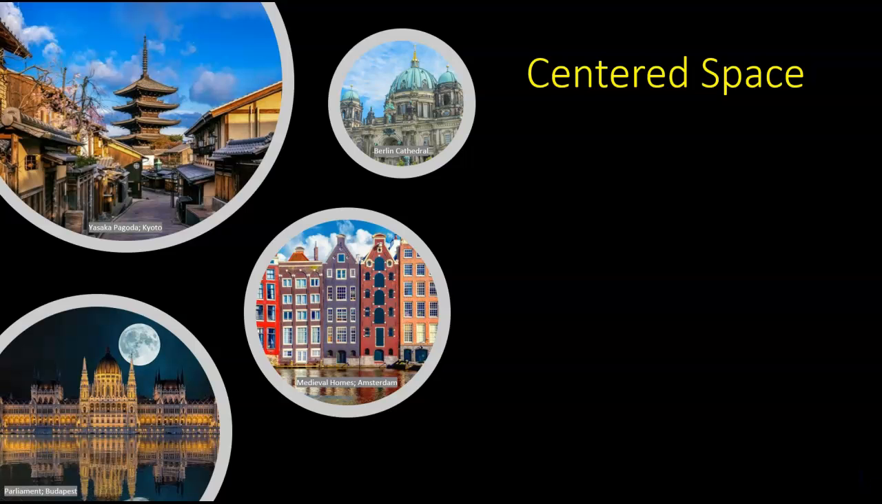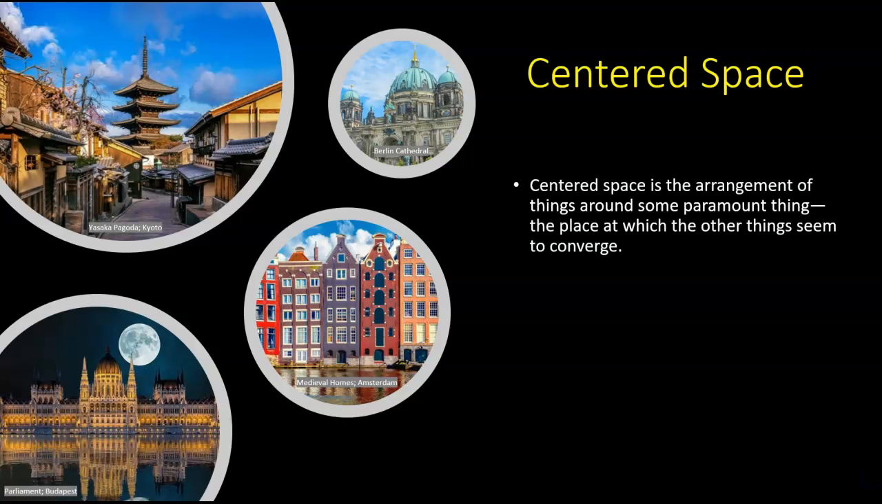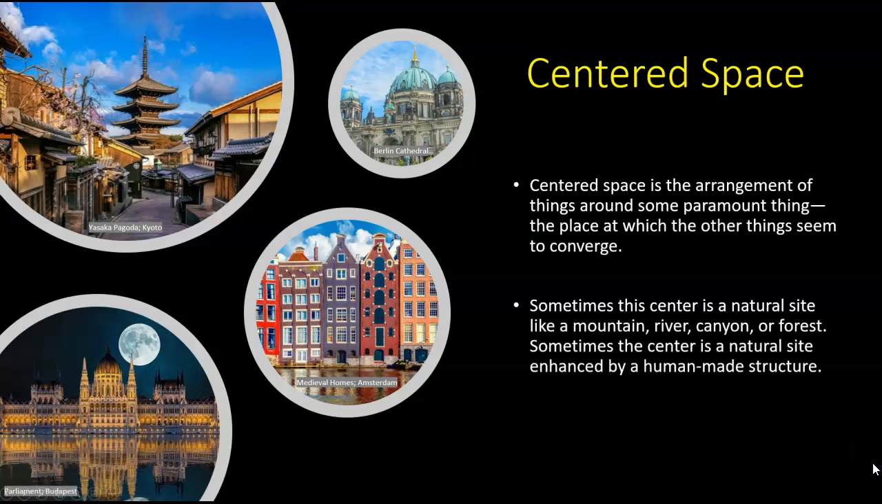And architects work with the concept of centered space. Centered space is the arrangement of things around some other paramount thing, right? It's the place at which other things seem to converge or zero in on, something that draws your attention in, and trying to make that space a beautiful place that enhances whatever the magnetic draw to that particular space is. That's the notion of centered space.